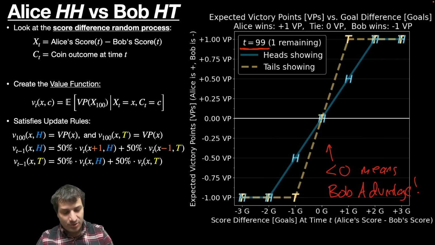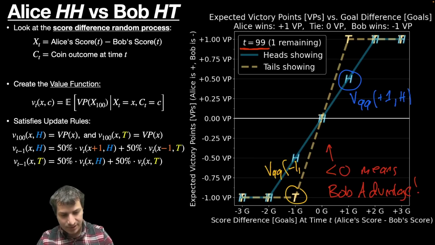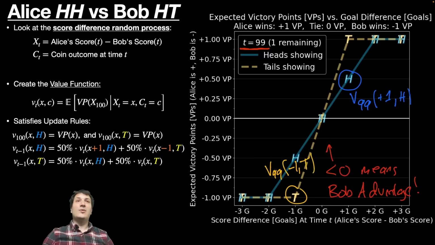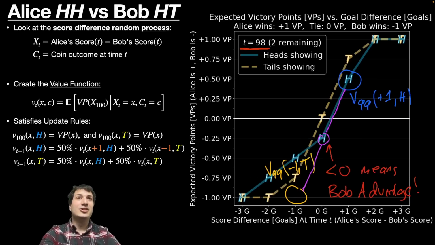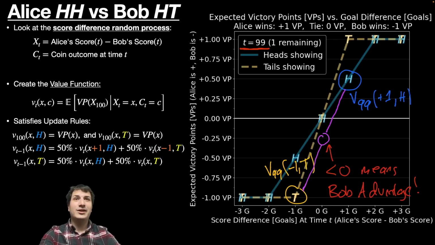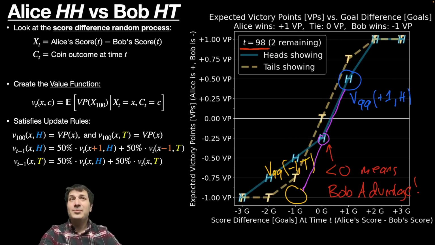We average this one over here, right? This is v of 99 of +1 comma heads. And we average it with this one down here of v of 99 of -1 comma tails. And we average those two things. That's the midpoint. We take the midpoint of these two things. It's somewhere like this. Okay, and indeed, the computer did it exactly right, and it averaged those two things to get the value, which is slightly below 0.